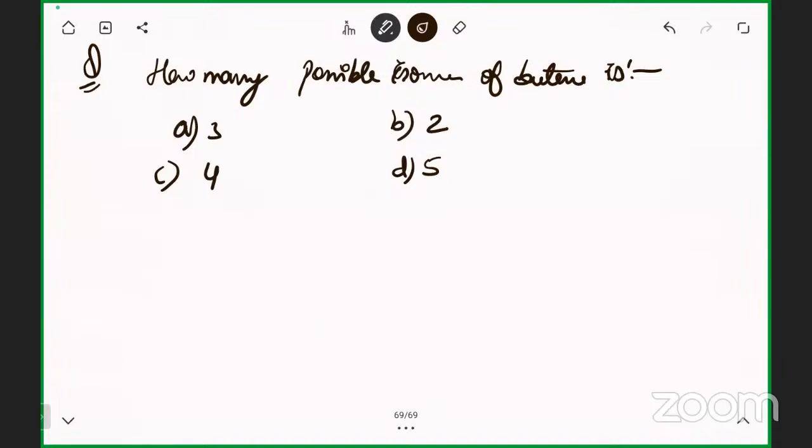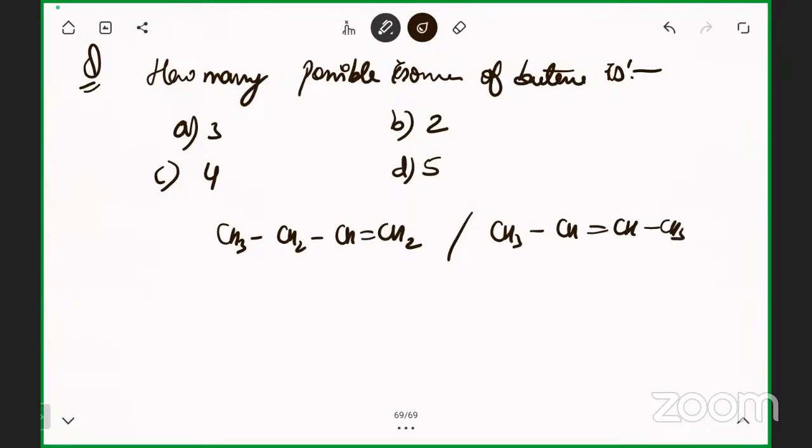See, I gave you the example in geometrical isomerism. Butene. If I go for position isomerism, then only there is a possibility of two isomers. CH3, CH2, CH double bond CH2, or CH3, CH double bond CH, single bond CH3. So this is the only possibility. So the answer is 2. This was quite an easy question.